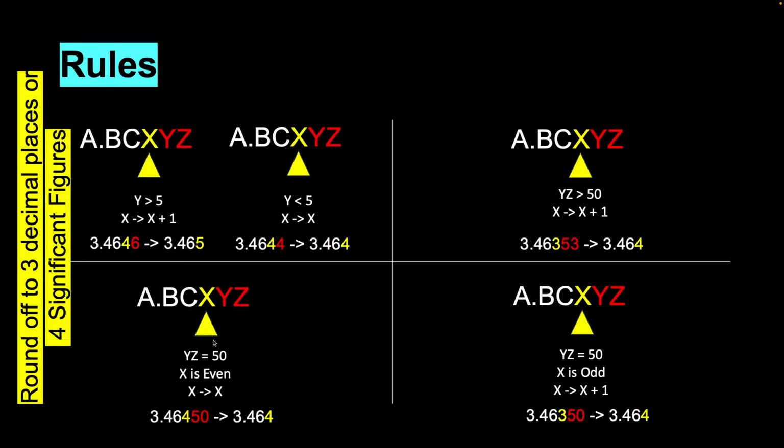Now if the number after the cutoff digit is exactly 50 and the cutoff digit is even, then the number is left as it is. And if the cutoff digit is odd, then the cutoff digit is increased by 1. Like in this example, 3.46450 turns to 3.464 because 4 here is an even number, and after that it is 50, so it will be left as it is. And if the cutoff digit was an odd number, like in this example, 3.46350, 3 is an odd number, so the number has been increased by 1. So we see here that the number is increased by 1 if the cutoff digit is odd and after the cutoff digit there is 50.